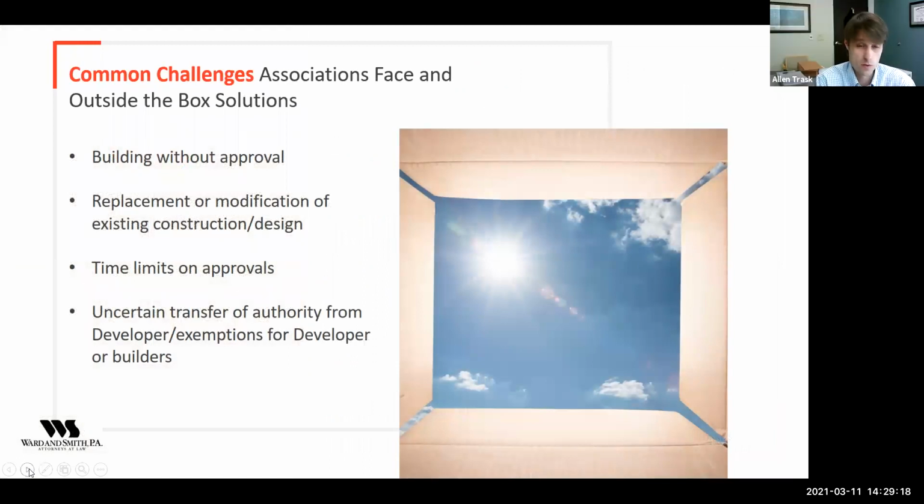So what are some of the ways that disputes breed, things that associations face? I'm sure a lot of you have had experience with these. We certainly have. Probably the most serious is building without approval or installing something without approval.